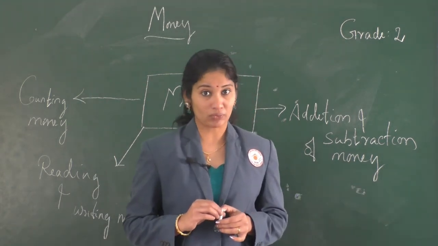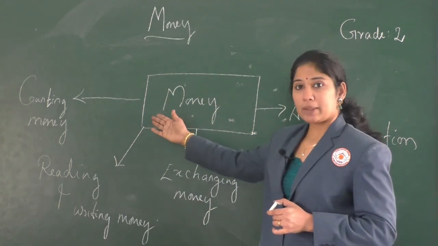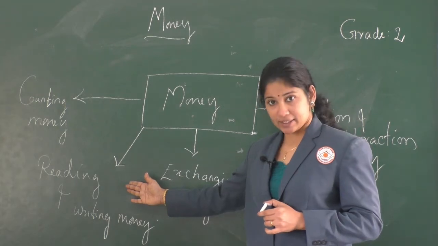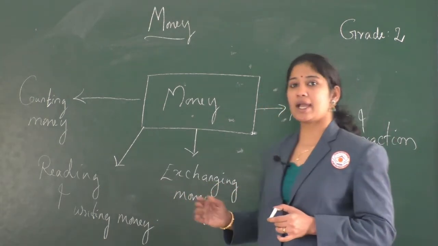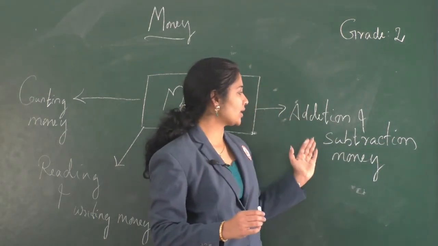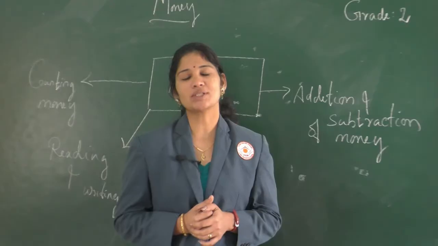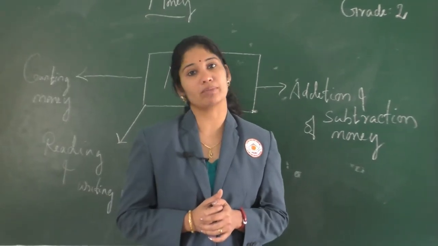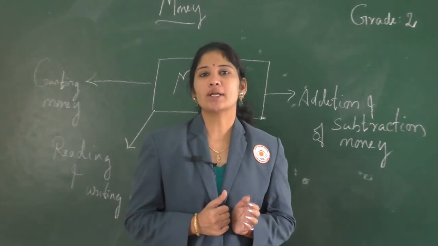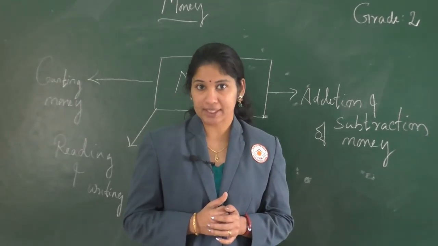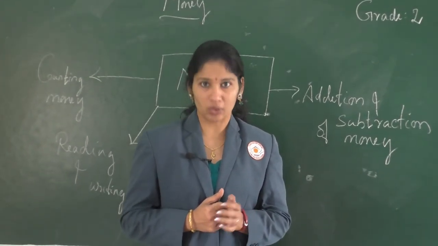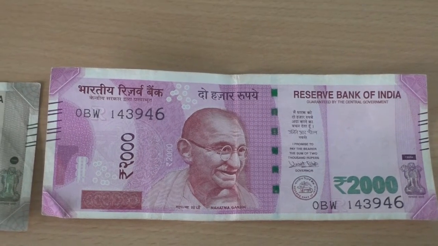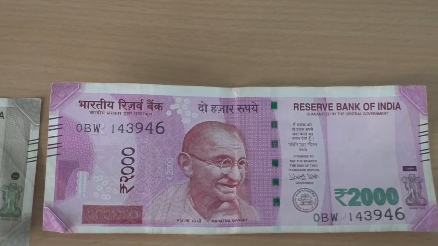Here are the main topics of chapter 11: counting money, reading and writing money, exchanging money, and the last topic is addition and subtraction of money. Children, we have various denominations of money in India. Smaller denominations are in coins and higher denominations are in notes. Children, these are the various denominations available in India.